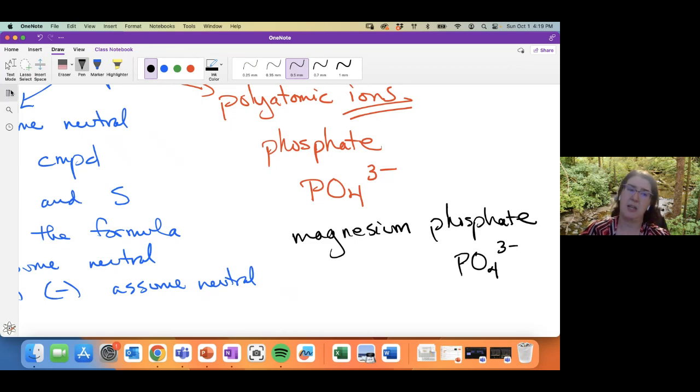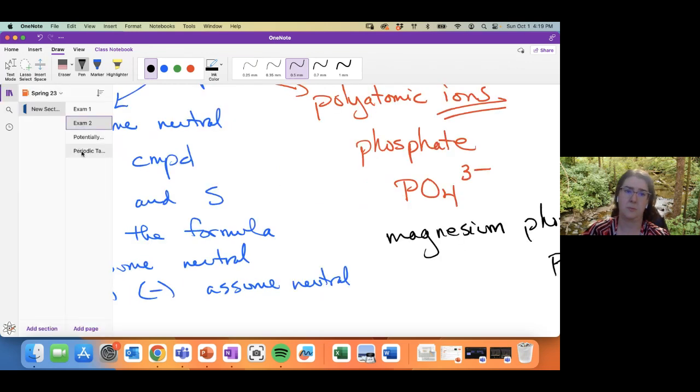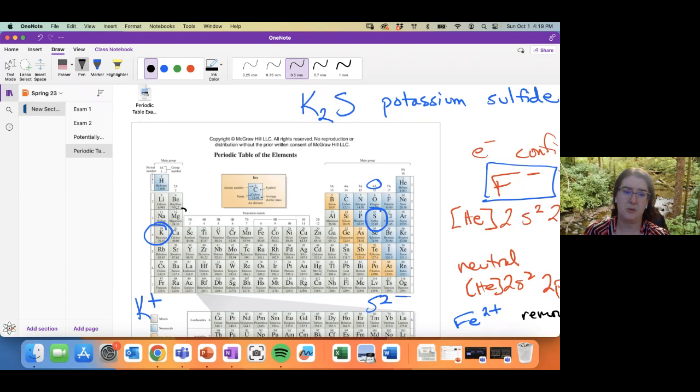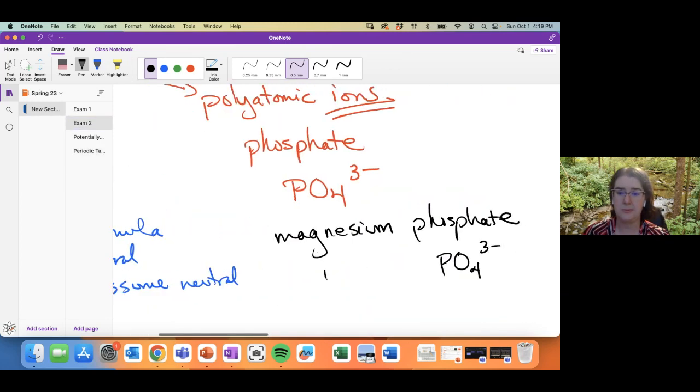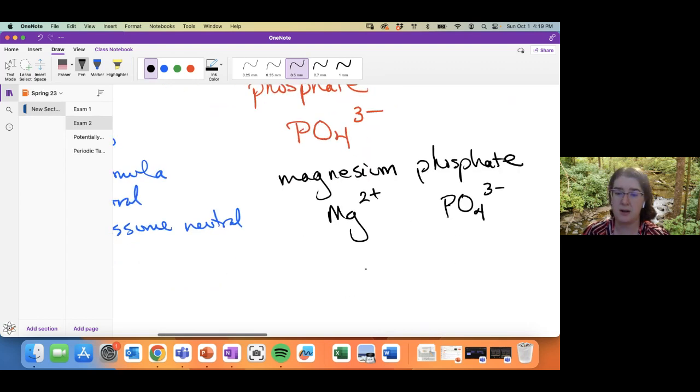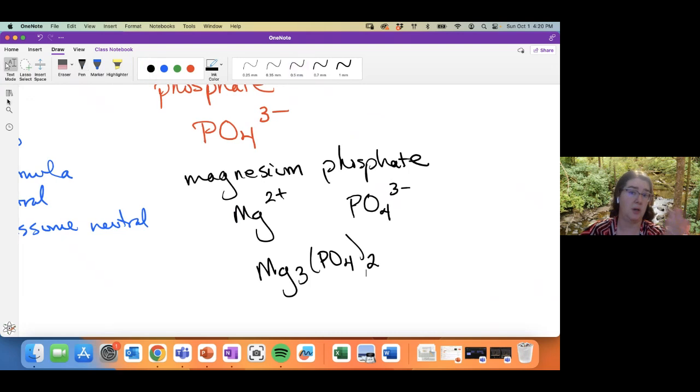Magnesium, I'm going to head to my periodic table for that. Magnesium is over here, an alkaline earth metal. So it's in group 2A, so it's going to have a +2 charge. Then I can put these two things together, and I am still going to assume that the overall thing has a neutral charge. So the short answer is yes, you would assume that all ionic compounds are neutral.